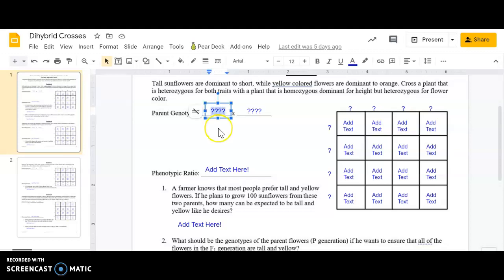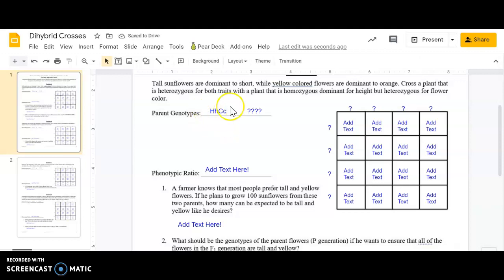So let's start with our first parent. It says the first plant is heterozygous for both traits. Well, remember, hetero means different, homo means the same. So if it's heterozygous for both, that means it is heterozygous for height, so big H, little h, and for color, so big C, little c. So plant number 1 has those 2 traits.